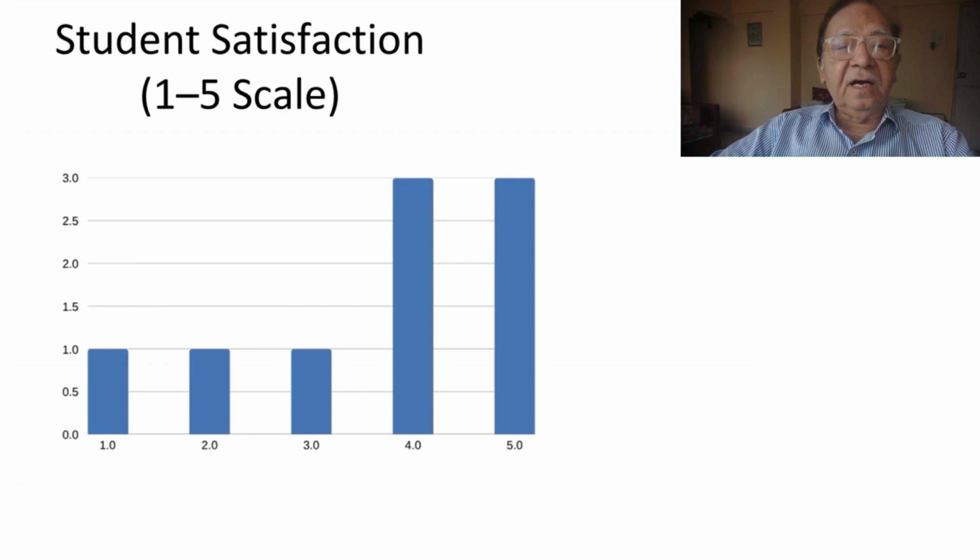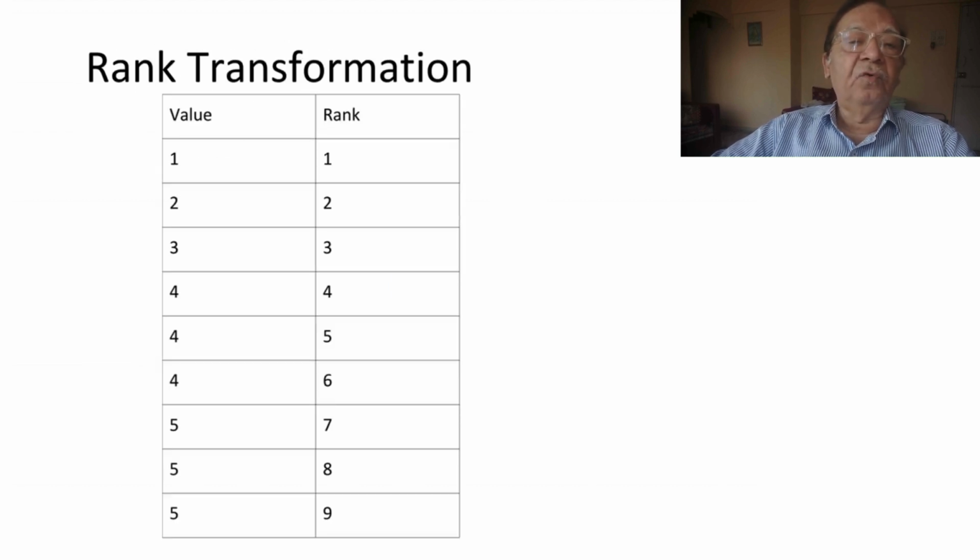Now let us take a very practical example. Suppose you are conducting a survey to measure student satisfaction with a course. You ask students to rate their satisfaction on a scale from 1 to 5, where 1 means very dissatisfied and 5 means very satisfied. You collect responses like this: 5, 4, 4, 3, 5, 2, 5, 4, 1.